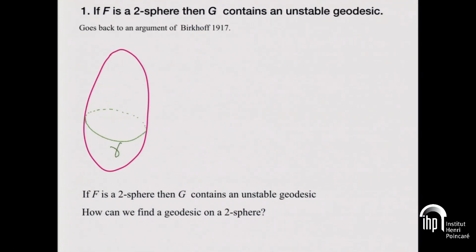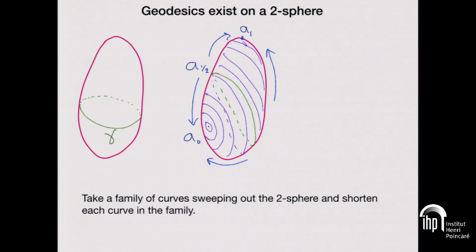It's sort of nice. So how do we see that any Riemannian metric on a two-sphere has to have some unstable geodesic, some embedded unstable geodesic? So let me show you this argument that goes back to Markov.